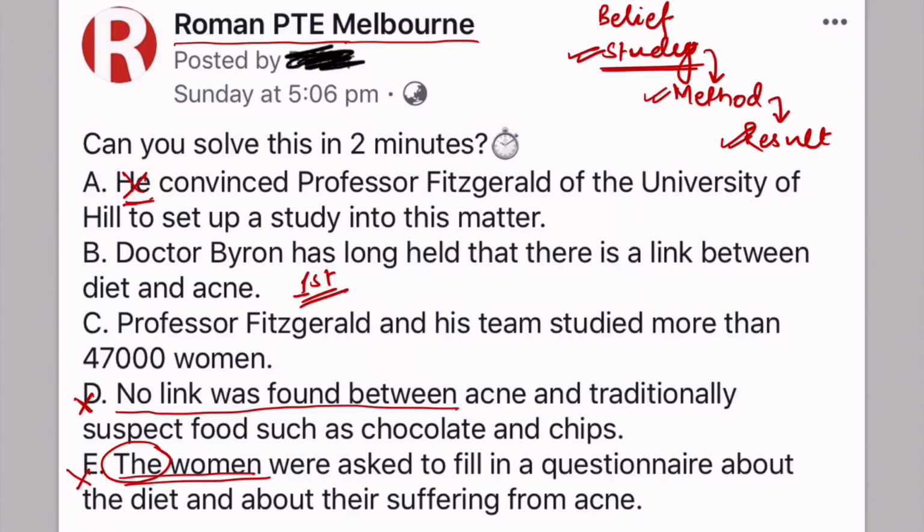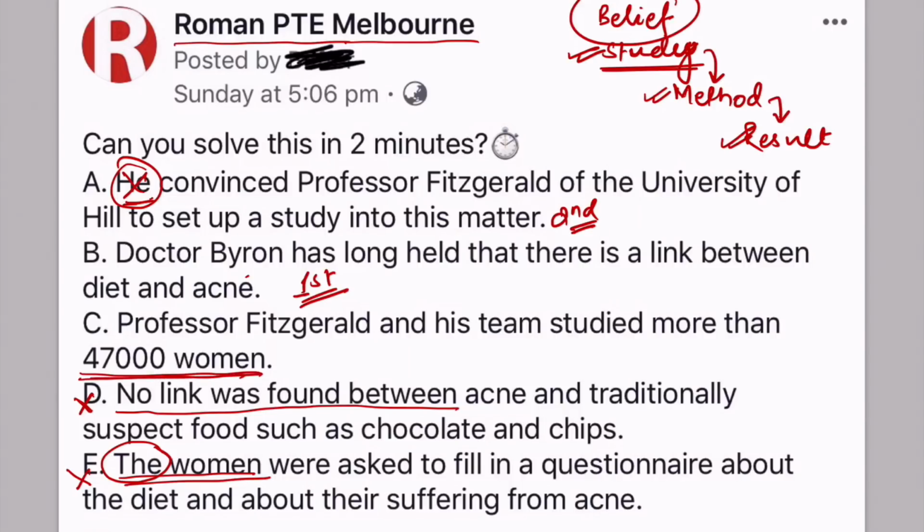So Dr. Byron has long held that there is a link between diet and acne. This one says, he convinced Professor Fitzgerald, so this he must be Dr. Byron. So this is related to A, so this makes it the second sentence. Remember, so far we have not started this study. We are still talking about the belief phase, or we are still in the hypothesis phase. Now, after these 2 stages, what happened? The study started. How did it start? It started with 47,000 women, right?